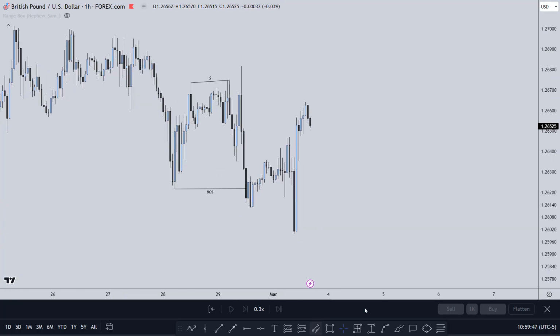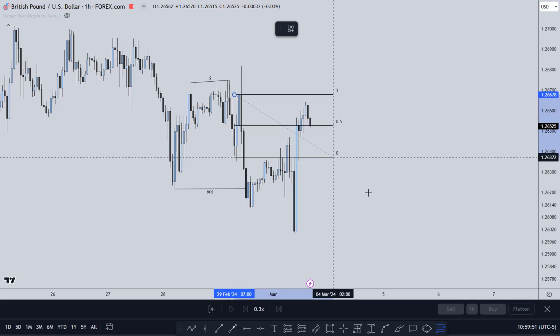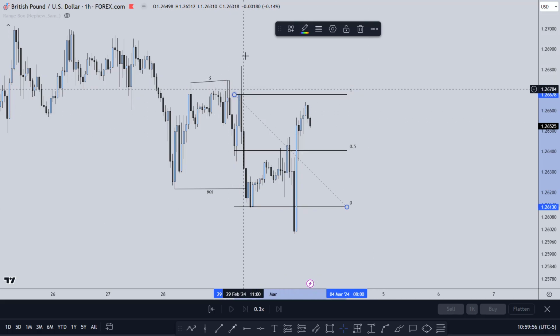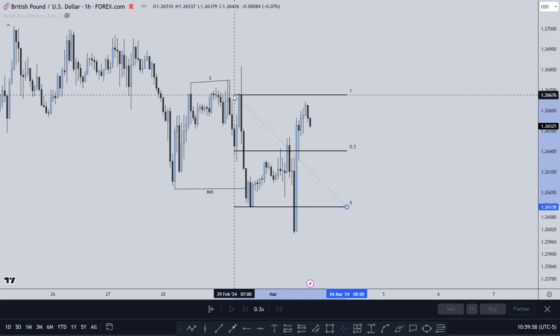And then what we can see, right? We grab our fib from the high. I usually use the high right here, and then from this low. I don't really use the wicks. I use the bodies.